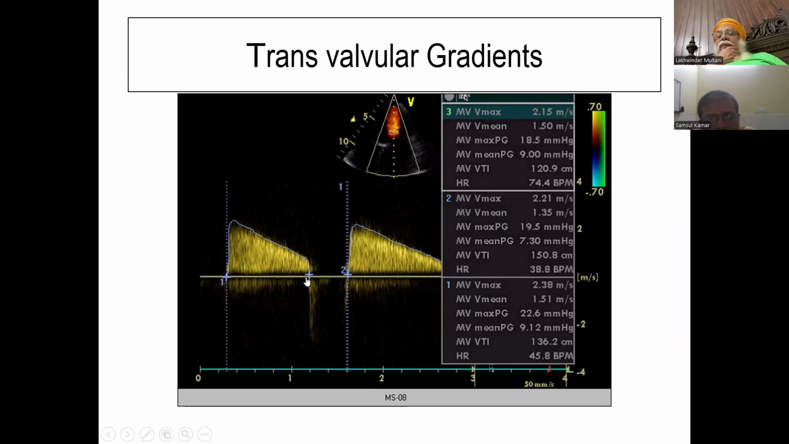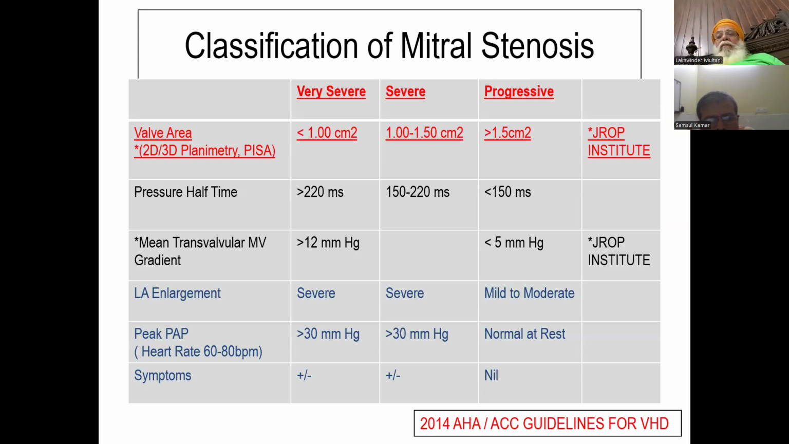Once we trace this Doppler spectrum pattern, what do we get? We get the maximum velocity, we get the mean velocity, we have peak gradient, mean gradient, velocity time integral, and on top of that, the heart rate. And then we look at the pressure half time. We put a sample volume from this point to this point and measure the pressure half time. So what exactly did we look at? We looked at the mean gradient, we looked at the pressure half time, and then we looked at the mitral area by pressure half time as well as planimetry. If I have to put them all together in one single chart, the most important thing is mitral area by planimetry.